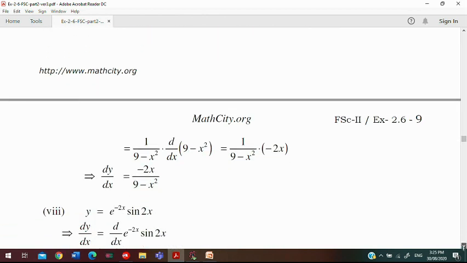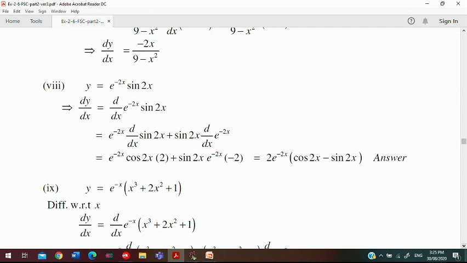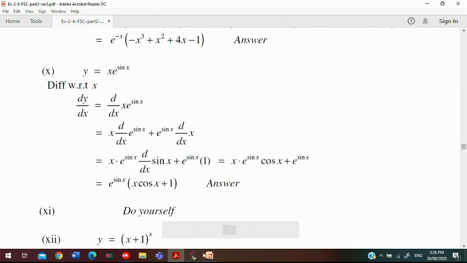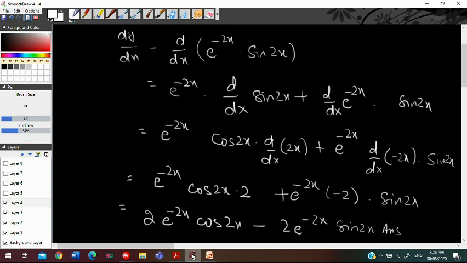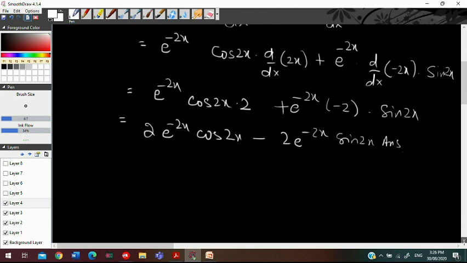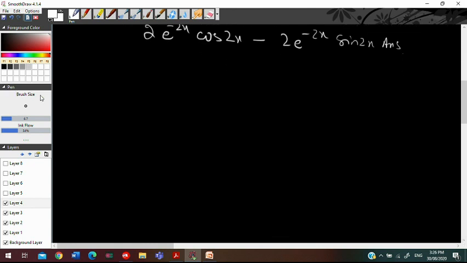Now I would like to solve this 10th part for you. y is equal to x into exponential sine of x. This is the part. Now I will solve it for you. Question number 10 is a very simple question, though it is looking difficult. y is equal to x exponential of sine of x. It's the first function and it's the second function.